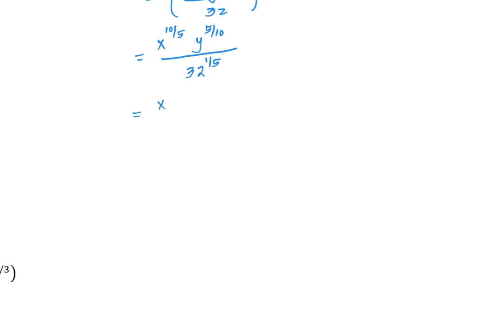This would be x squared, y to the 1/2. And 32 is 2 to the 5th. So 32 to the 1/5 is simply 2. So I'll write that out. 32 is 2 to the 5th raised to the 1/5 power. The 5th and the 1/5 cancel, and I just get 2. We get x squared, y to the 1/2 over 2.